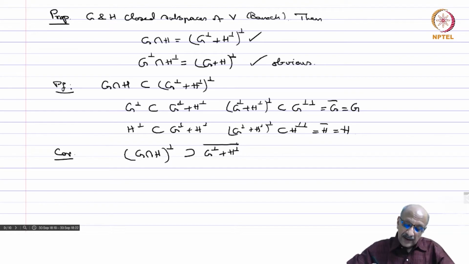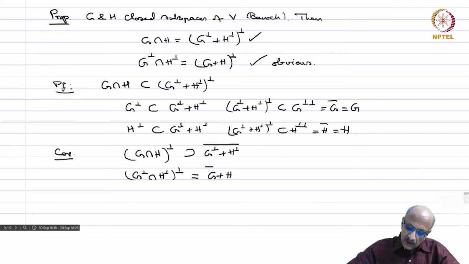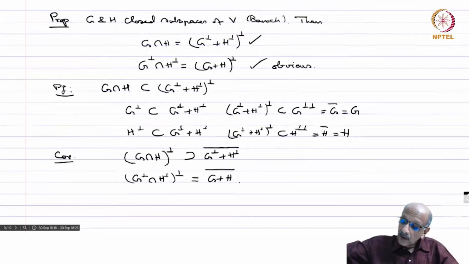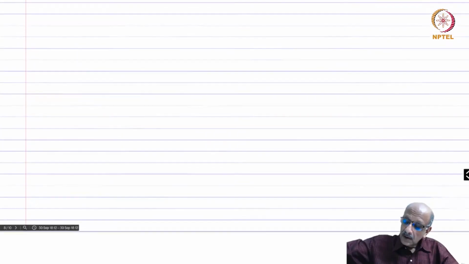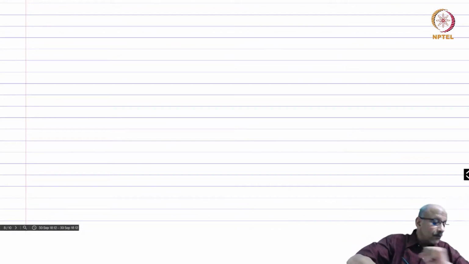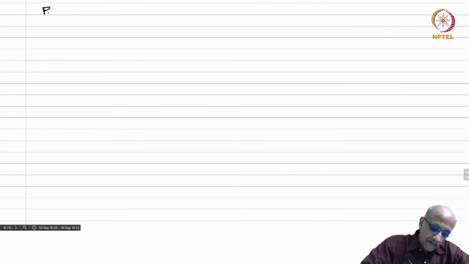And now if I take the second relation, I get (G perp intersection H perp) perp, that's equal to (G plus H) double perp, but that is G plus H closure. So G plus H closure. So these two are just corollaries. Okay, so now another proposition.